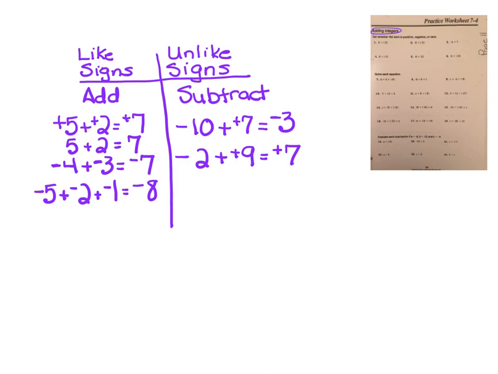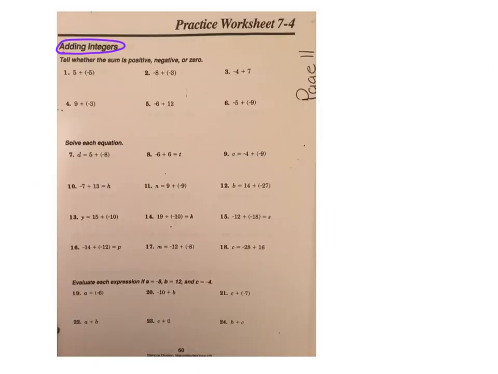So just a quick review of the rules before we jump into the worksheet. Use these rules as you tackle the problems on worksheet 7-4. And when you're done, and once you've checked your work, you will take a quick quiz on adding integers. Let's get back to the worksheet. At the top of the worksheet, it states, tell whether the sum is positive, negative, or 0. Let's take a look at number 1.